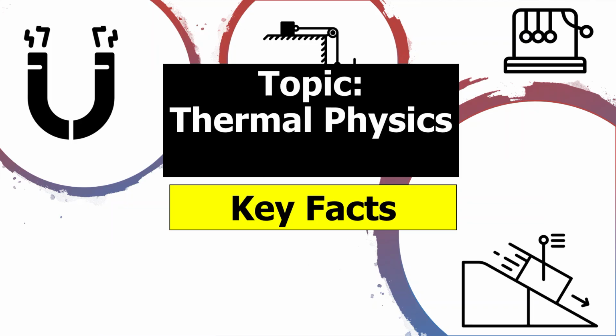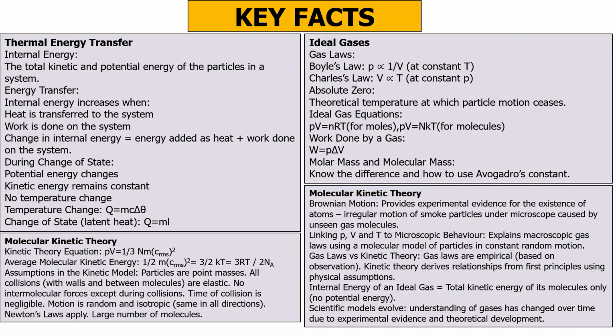So what are the key facts to do with thermal physics? Well, in thermal energy transfer, we know that the internal energy is the total kinetic energy and potential energy of the particles in a system. We know that internal energy will increase when heat is transferred into the system or work is done on the system. So the change in internal energy is equal to the energy added as heat plus the work done on the system. Now, during a change of state, the potential energy changes, but the kinetic energy remains constant. This leads to no temperature change. This means the energy required to cause a temperature change is Q = mcΔθ, whilst the change of state, which is linked to the latent heat, is Q = ml.